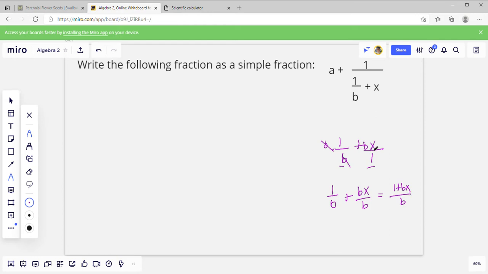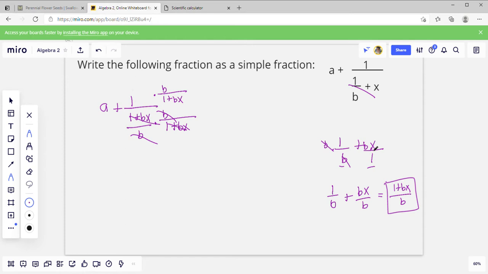Okay, so that's how I fixed this whole bottom, and made it be this new bottom. So now I'm going to rewrite that, a plus 1 over 1 plus bx over b. Now I got to get rid of this bottom, so I'm going to flip it and multiply. Okay, and then I'm going to do that same thing on the top, times b over 1 plus bx. Alright, these all cancel and got rid of my bottom of my fraction.